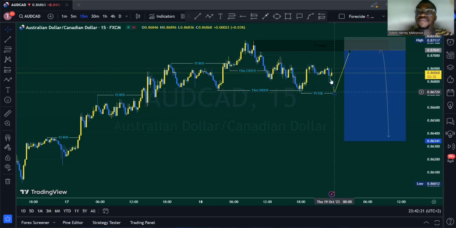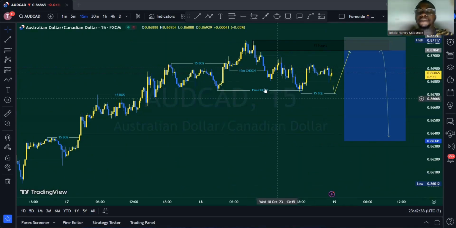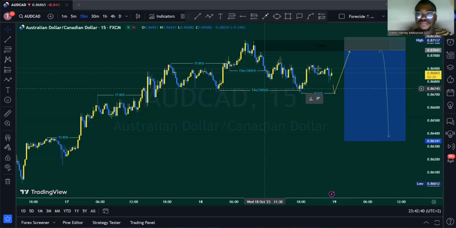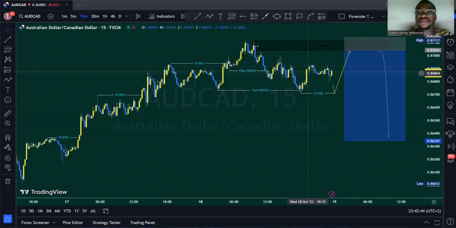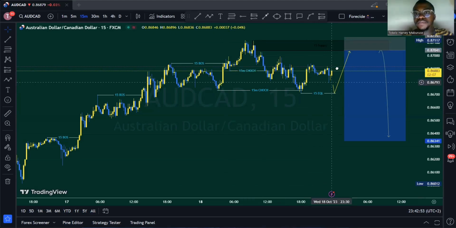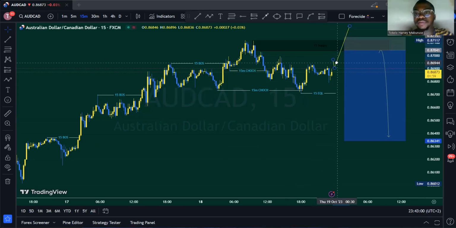But then again, this structure is still valid should it not drop to the equal lows area. It's still valid because we have a broken structure and a change of character. So this is a shift in market structure. Now, this supply is pretty much valid because we have imbalance here. So should it not drop, it can still push to the upside from here.